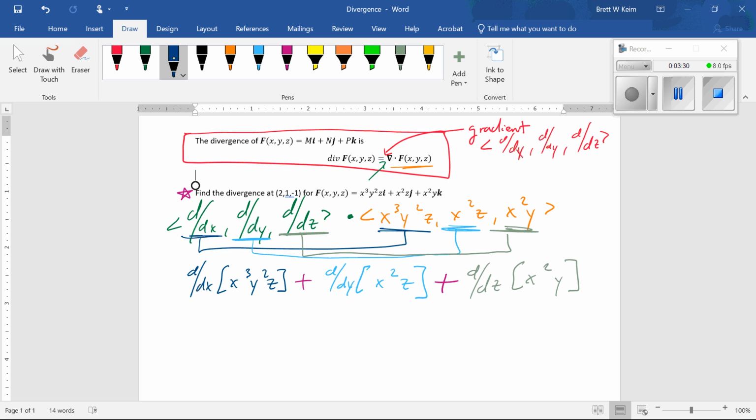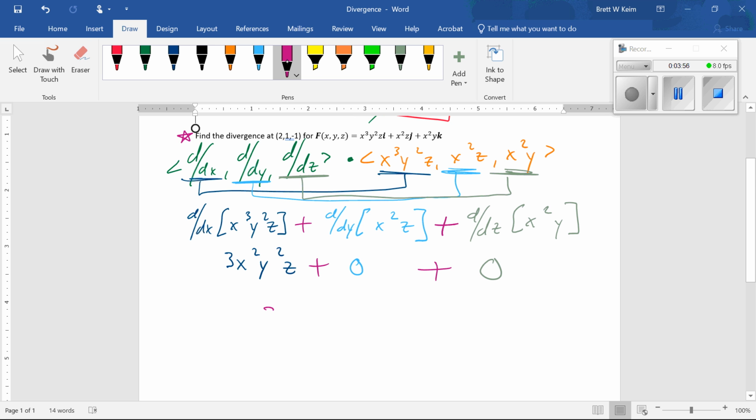Derivative with respect to x, that'd be 3x squared y squared z. My next one would be, okay, against y. Well, there is no y there, so it's a 0. And over here, there is no z, so this is also a 0. I'm just adding in between here. There's nothing really to add, so my end result is the divergence of F is equal to 3x squared y squared z. Of course, this will always be a scalar because we are dotting something.